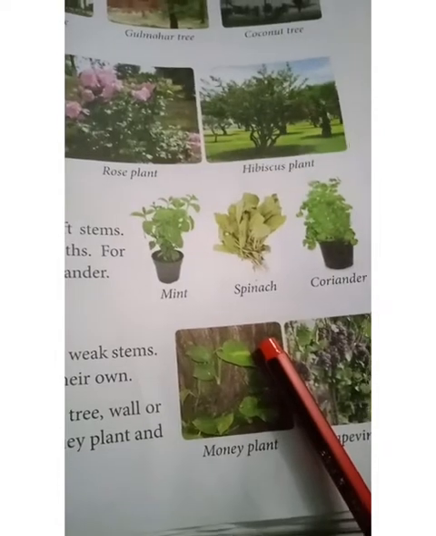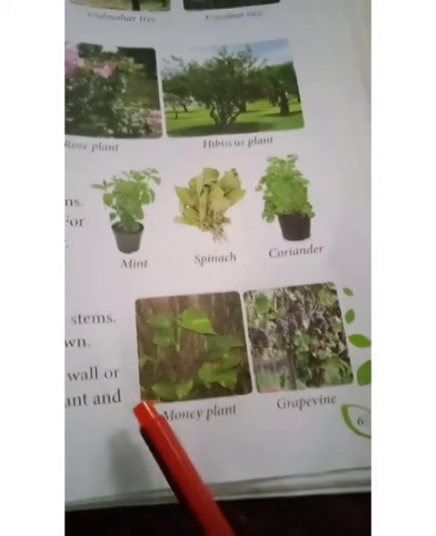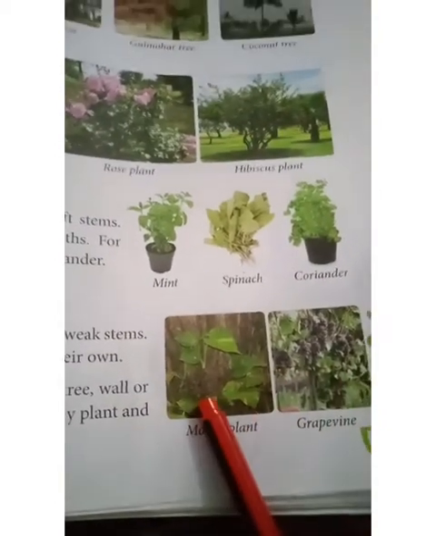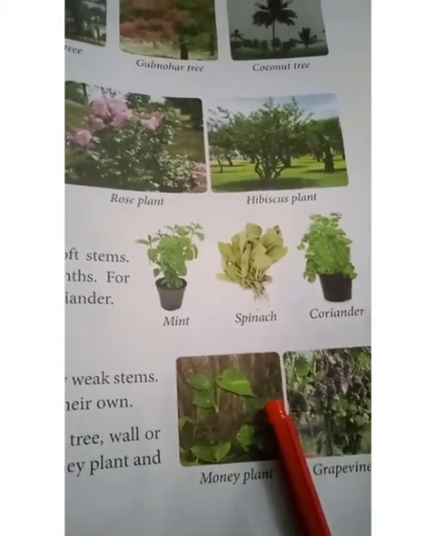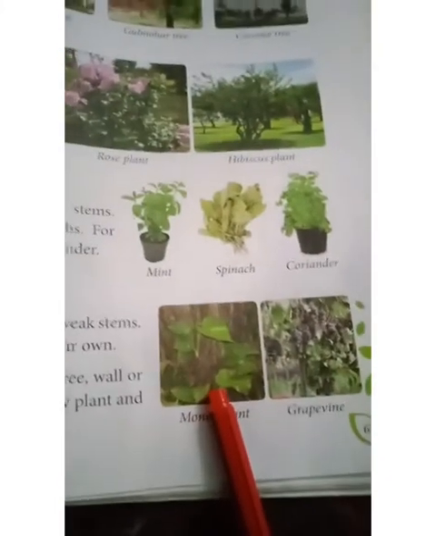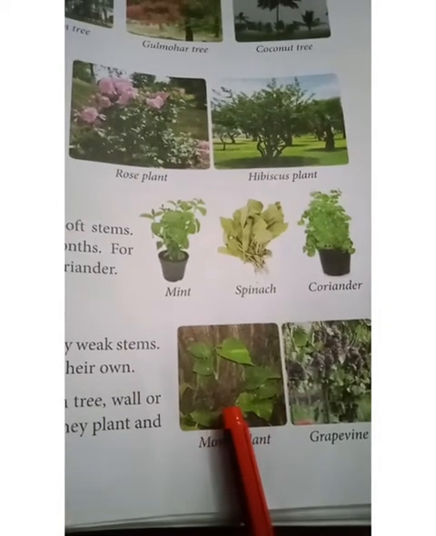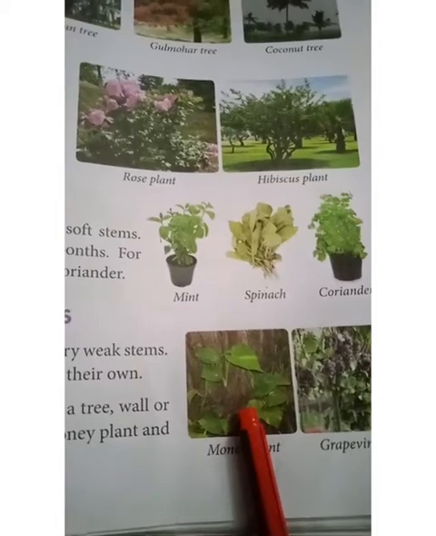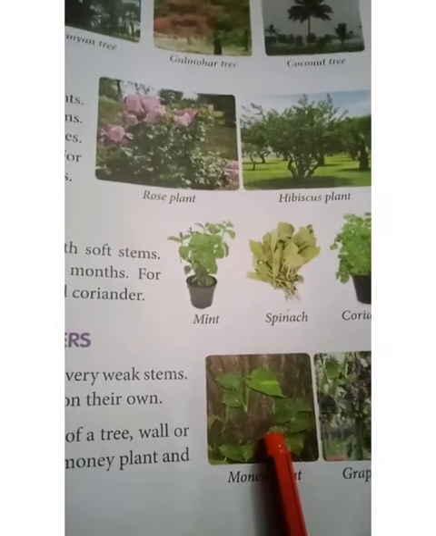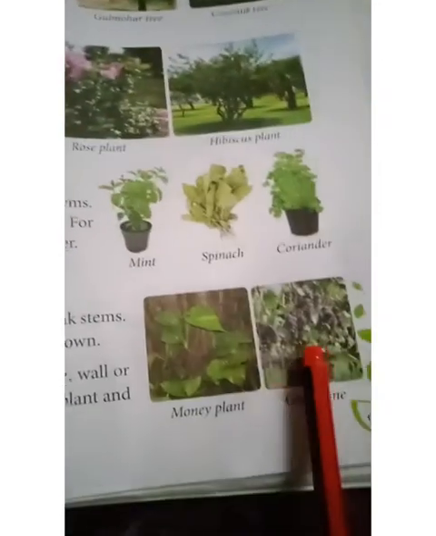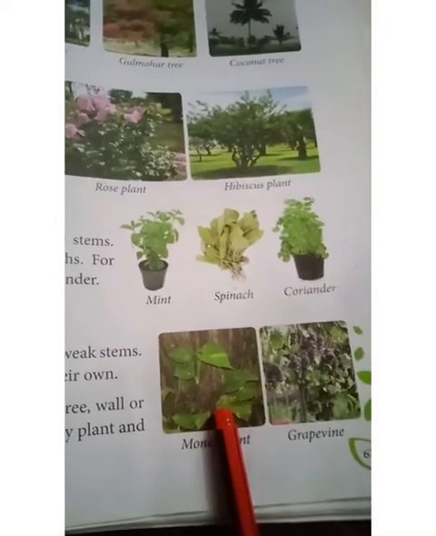So examples of climbers: this is the grapevine, money plant. What is climbers? Some plants grow upwards using other plants and walls for support. They are called climbers. Examples: grapevine and money plant.